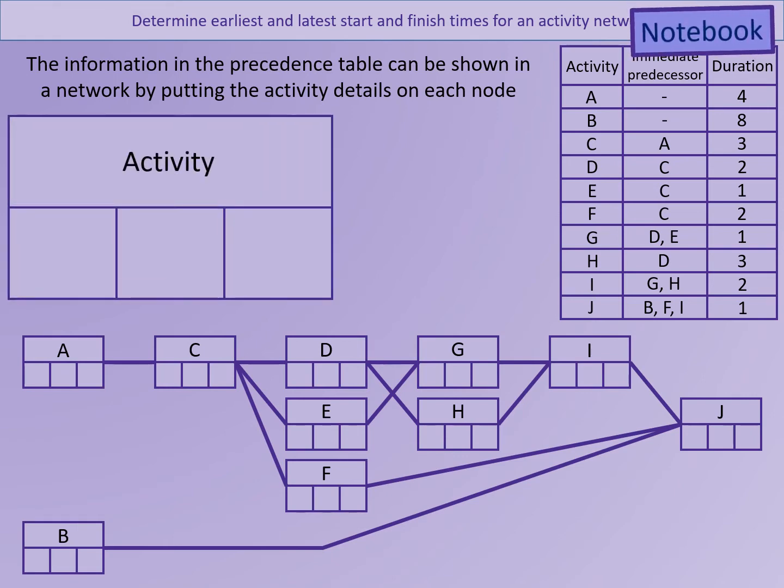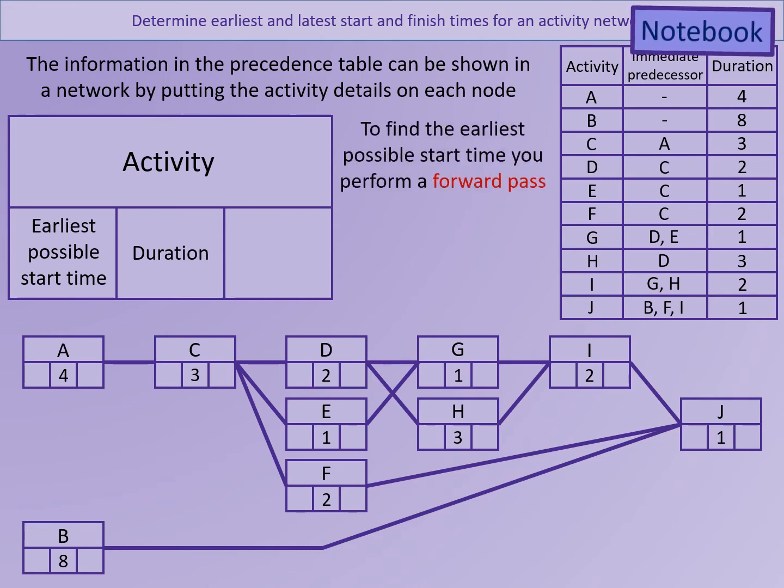So the activity name goes at the top, and then in the middle we put the duration of each activity. So that can be copied from the precedence table. So we can put the activities there. The first box is then the earliest time that an activity can start in order for its previous activities to have been completed. And in order to find these earliest possible start times, we need to perform a forwards pass through the network.